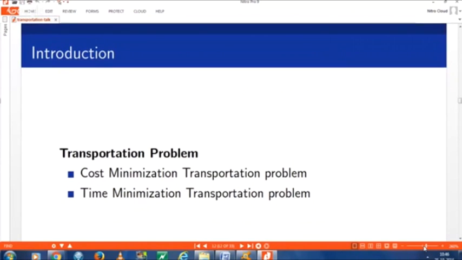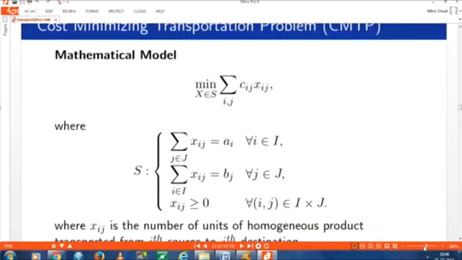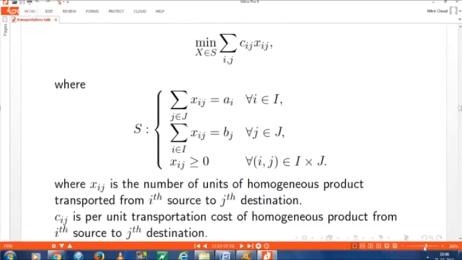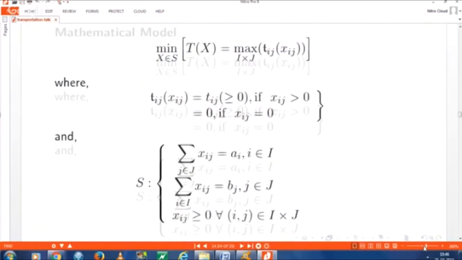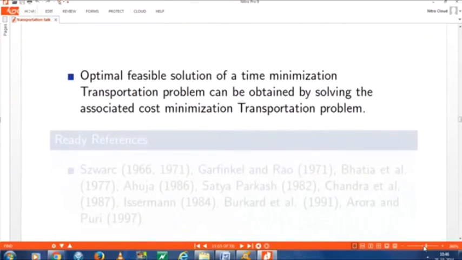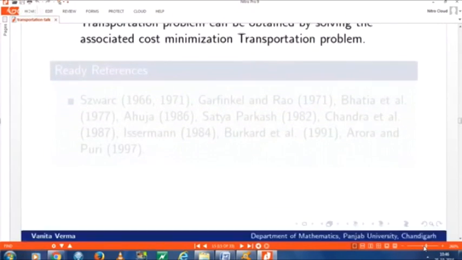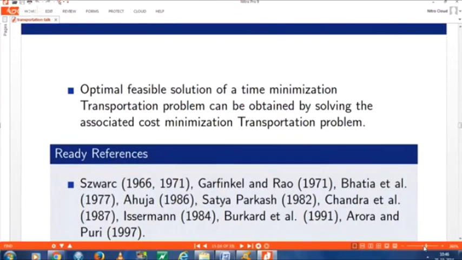So first I'll discuss the format of cost minimization with you. Once we do cost minimization, let me complete the discussion on time minimization also. This is the format; I'll explain what we mean by time minimization. The time minimization problem can be converted to cost minimization, and for that, these are the ready references. I'll also tell you a little about time minimization.